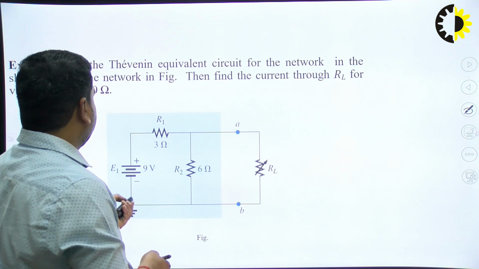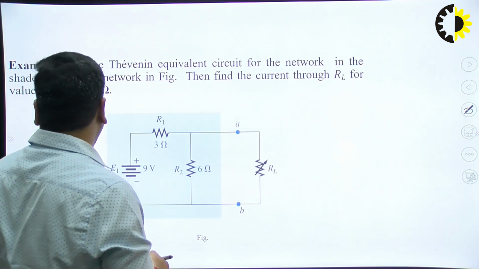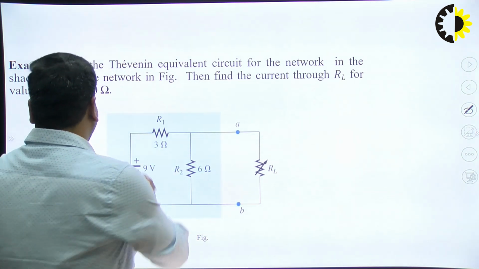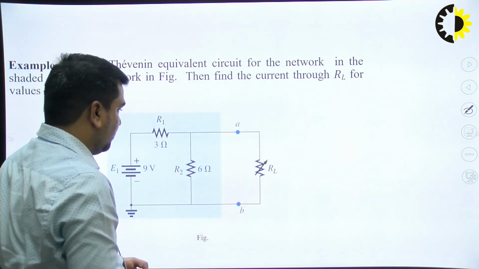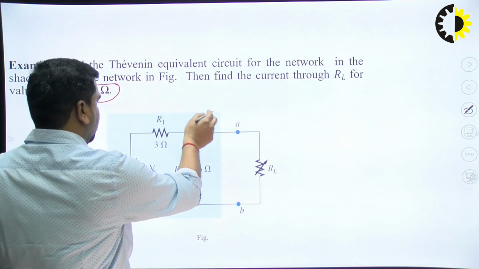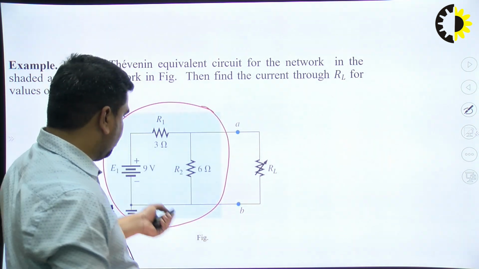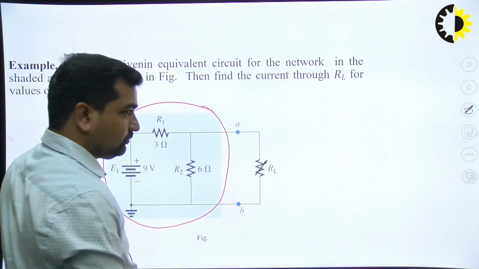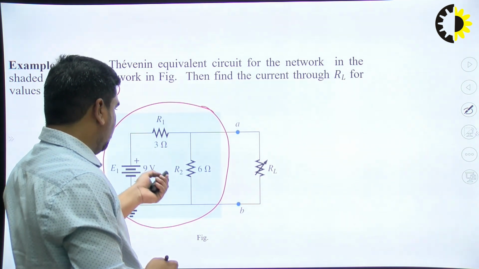So here we have an example. Find the Thevenin equivalent circuit for the network in the shaded area of the figure. Then find the current through RL for the values of RL, which has two values, that is 2 ohm and 10 ohm. So firstly, we have to find the equivalent Thevenin circuit of this particular circuit. Okay, so here it is terminal AB. Voltage given is 9 volt, 3, 6.